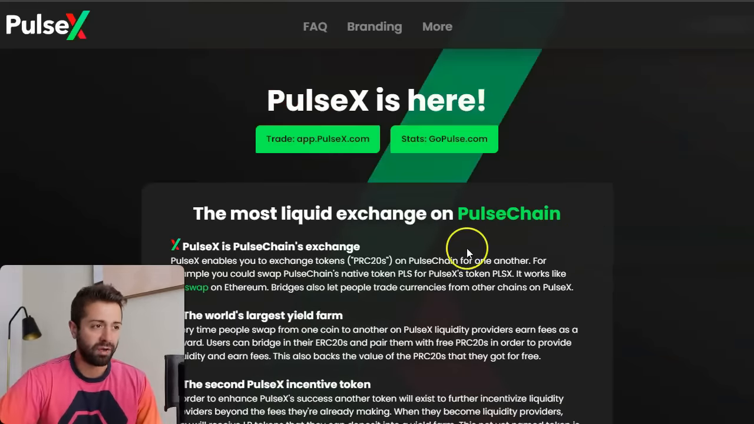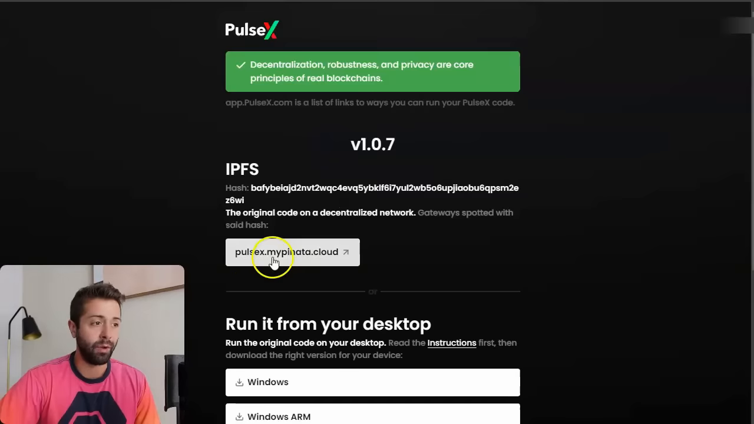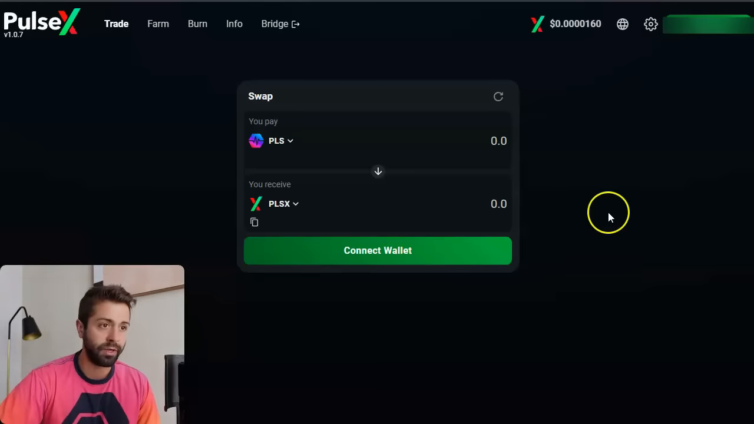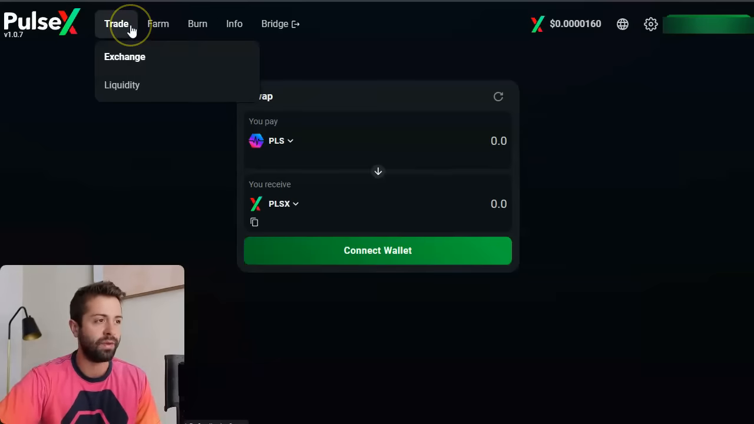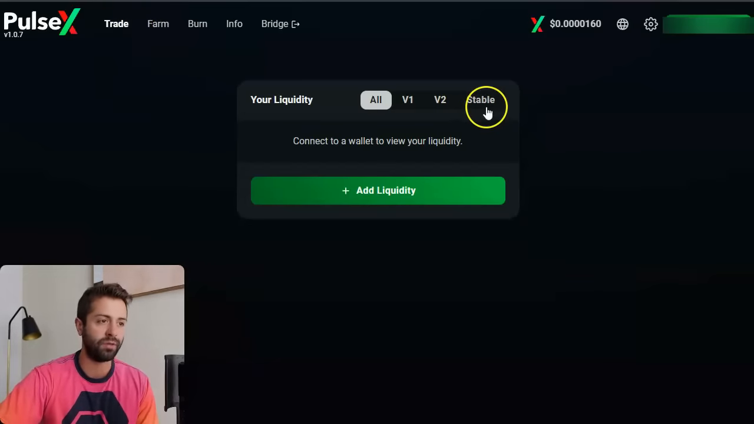So here I am on PulseX.com. If you launch the app and you go ahead and click IPFS or download it locally, this is the new look. So 3 things essentially happened. Brand new UI, more languages added, but most importantly, stablecoin swapping. What does that mean? If you go up here where it says trade and you go down to liquidity, you'll notice a brand new button called stable.